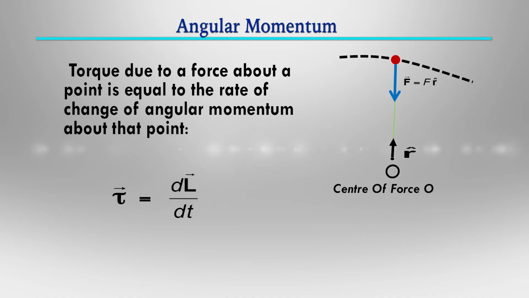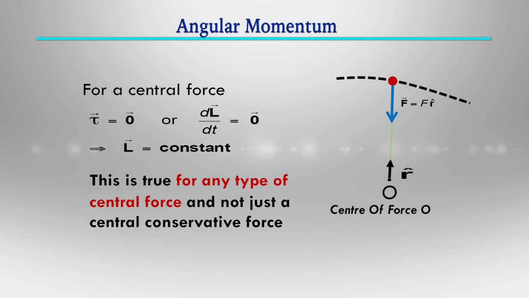In Unit 12, you have studied the dynamics of rotational motion and you know how to connect the torque to the angular momentum. So the torque due to a force about a point is equal to the rate of change of angular momentum about that point. So now if I say that the angular momentum of the particle is given by L, L is the angular momentum about the center of force, tau is the torque about the center of force. Now as we have already shown that for a central force the torque is 0, this means that the rate of change of angular momentum is also 0.